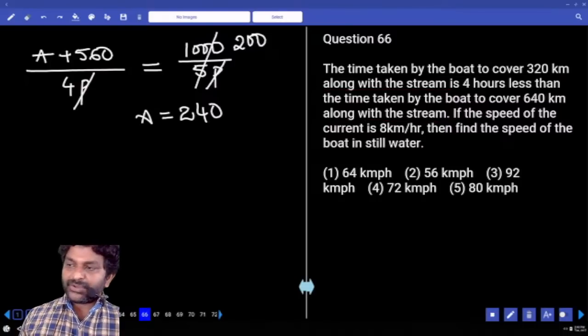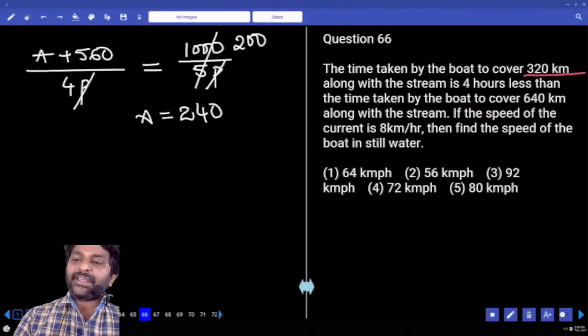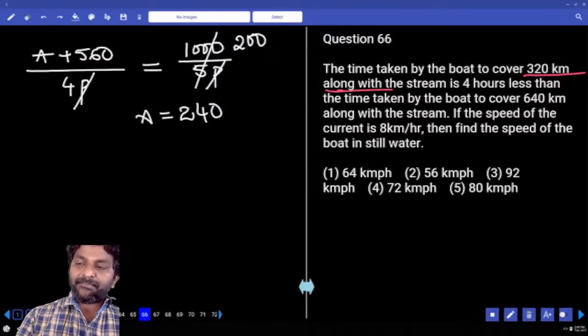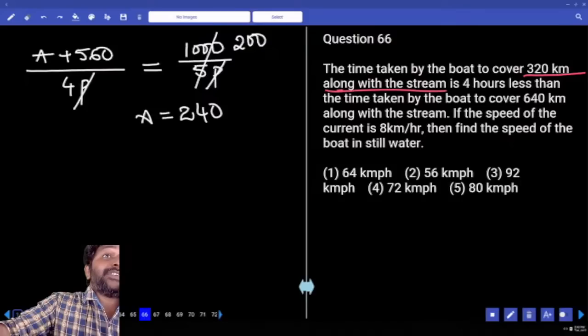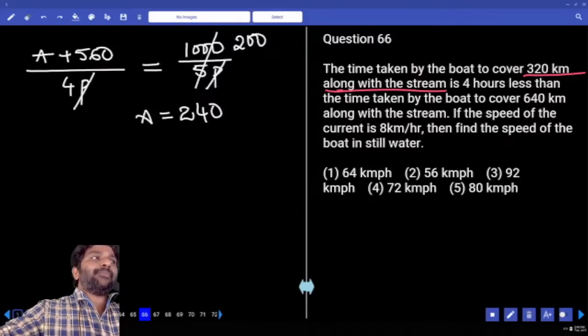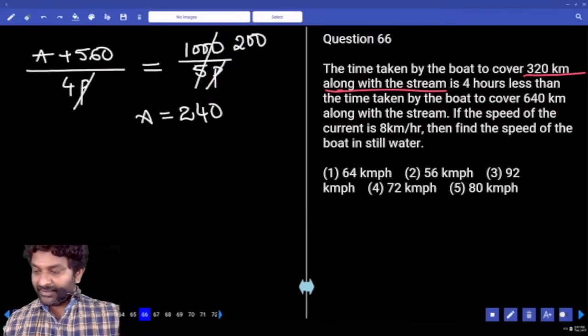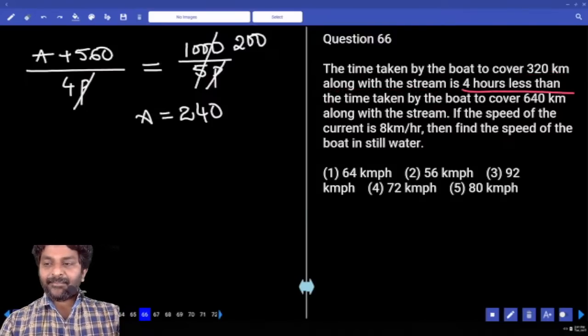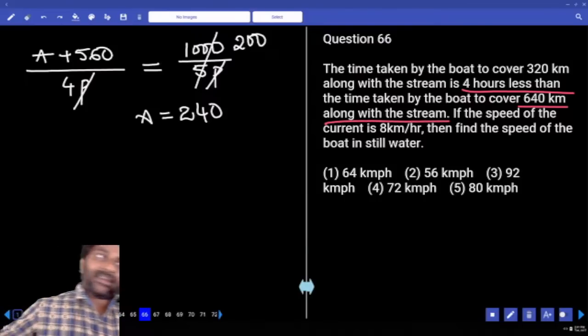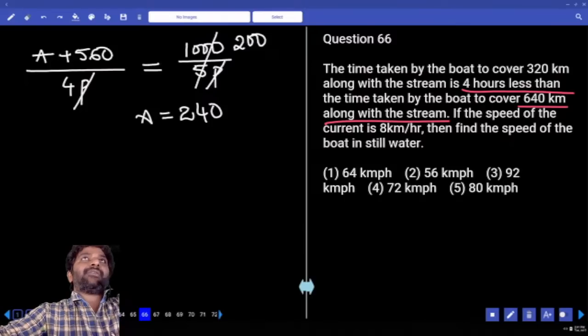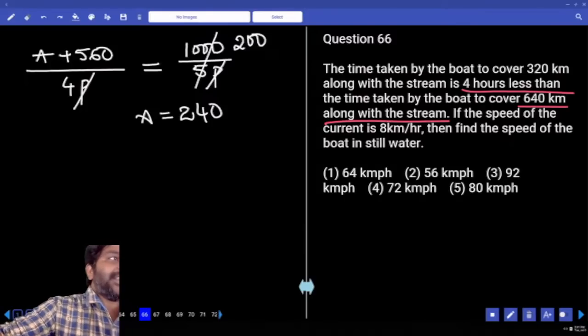Right. So here 320 kilometers traveled in some time. In which stream? Along with the stream. Which stream? Downstream. So the time to cover 320 kilometers in downstream is 4 hours less than the time to cover 640 kilometers. This is also downstream. So time taken in downstream to cover 640 kilometers and 320 kilometers.